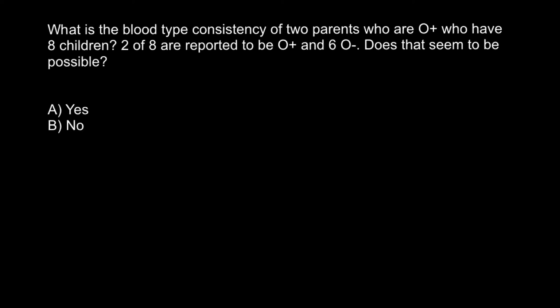This video is going to be about Rh factor, which can be positive and negative, and here's a problem. What is the blood type consistency of two parents who are O positive, who have 8 children? 2 of 8 are reported to be O positive and 6 O negative. Does it seem to be possible or not?